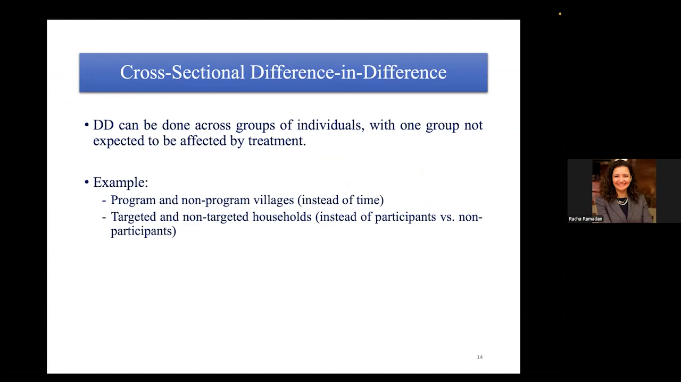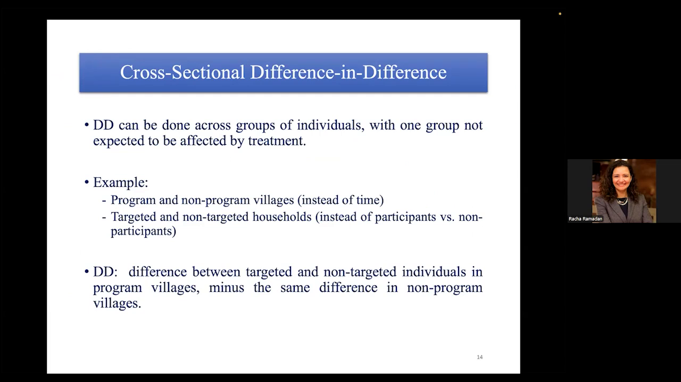And then you need to find targeted and non-targeted households or individuals, like we saw in the beginning of the session. In this case, your difference in difference coefficient, or your average treatment effect, would be the difference between the targeted and the non-targeted individuals, minus the same difference in the non-program village.